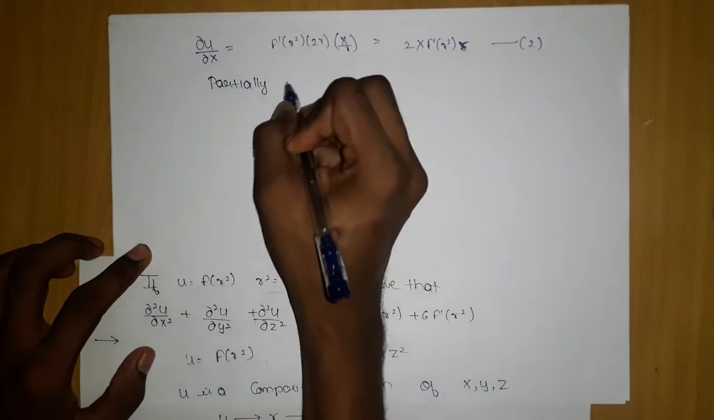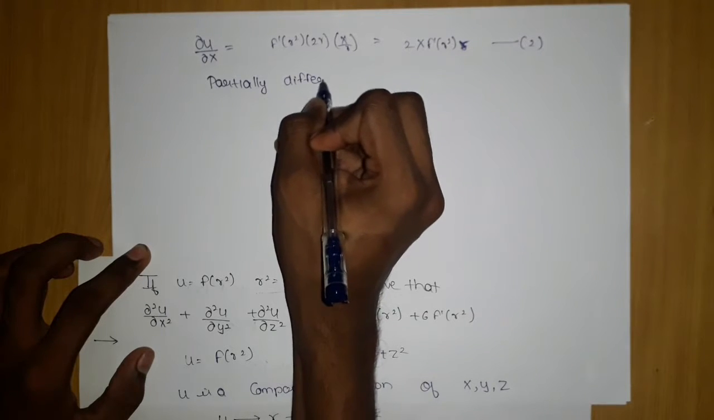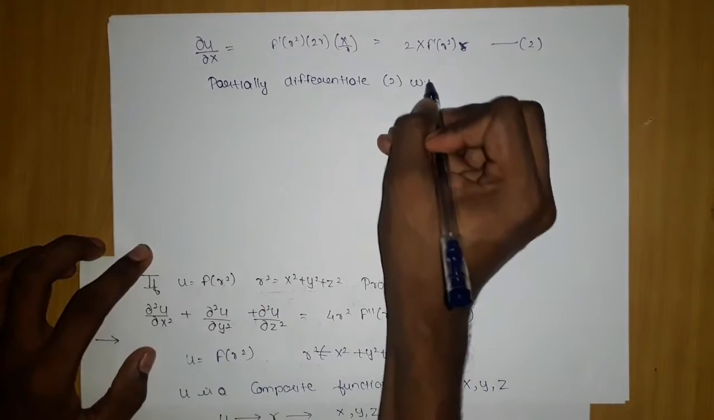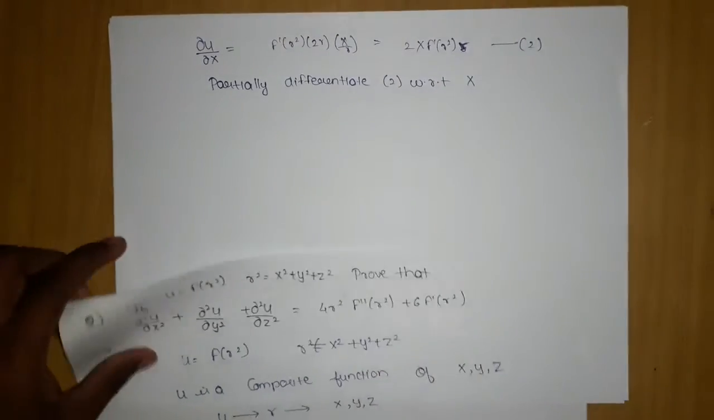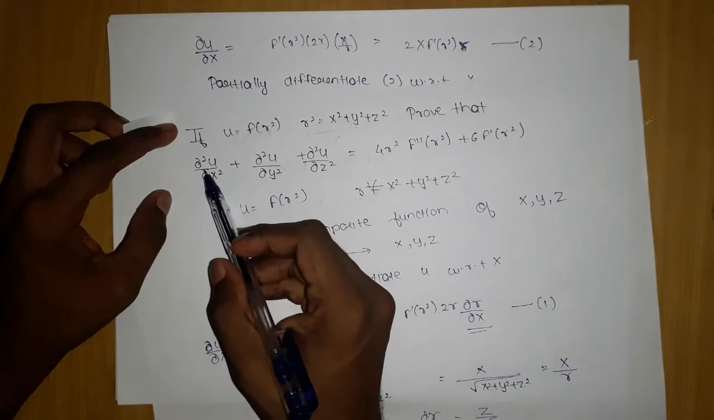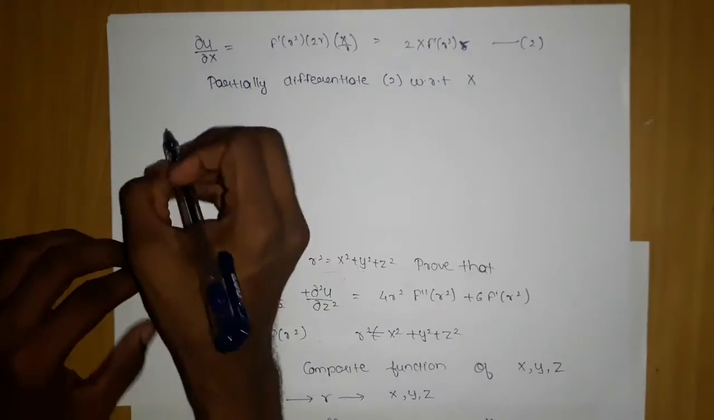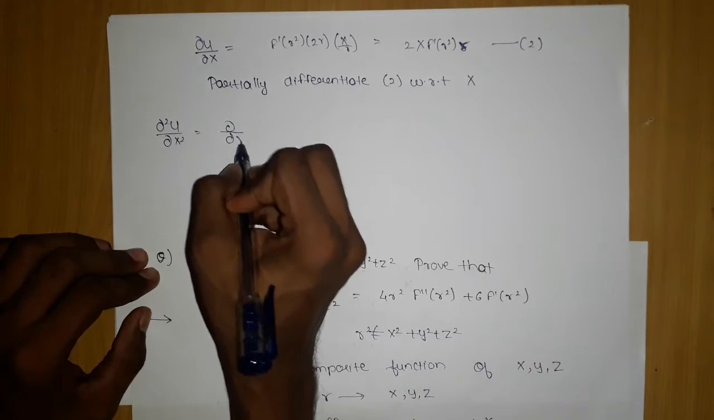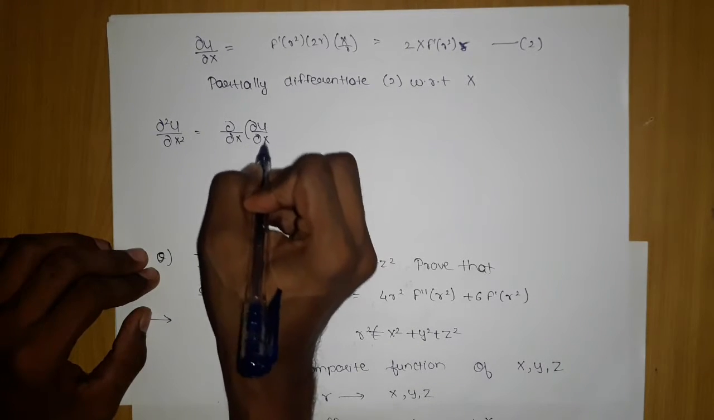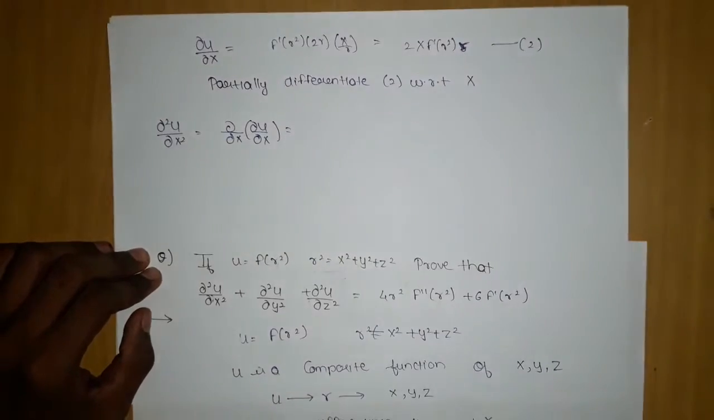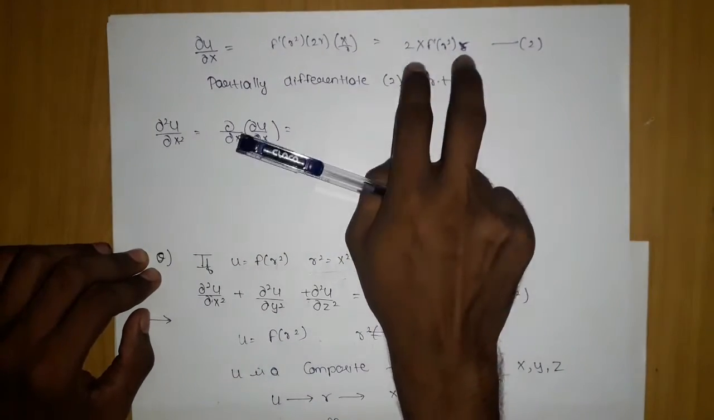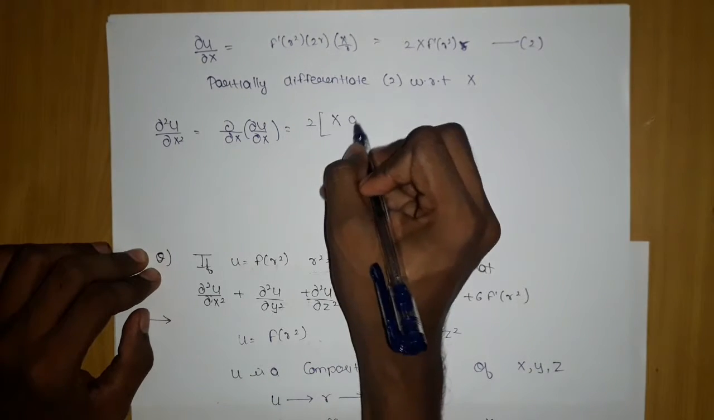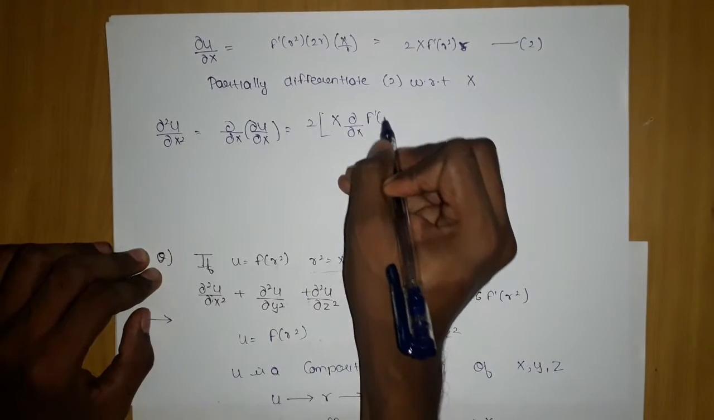Partially differentiate 2 with respect to x. Why are we doing it? Because in the proof we want the second order partial derivative. So it will be dou square u by dou x square, which we write as dou by dou x of dou u by dou x. If I differentiate partially by product rule, I will keep the 2 outside, and it will be x into dou by dou x of f dash r square.